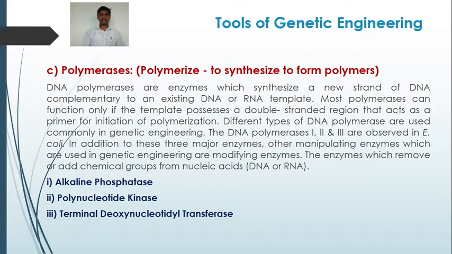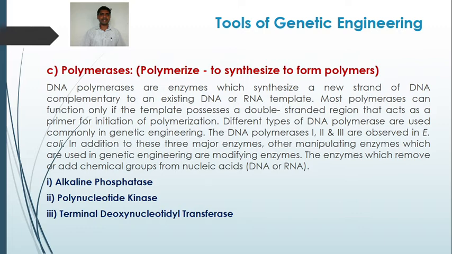So it can synthesize the nucleotides by joining together the various nucleotides. So DNA polymerases are enzymes which synthesize a new strand of DNA complementary to an existing DNA or RNA template. So DNA polymerases are used in DNA replication because they can synthesize a new strand of the DNA which is complementary to an existing DNA or the template strand.